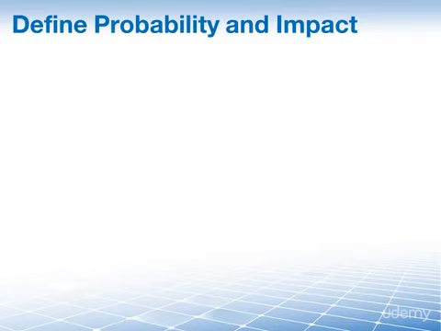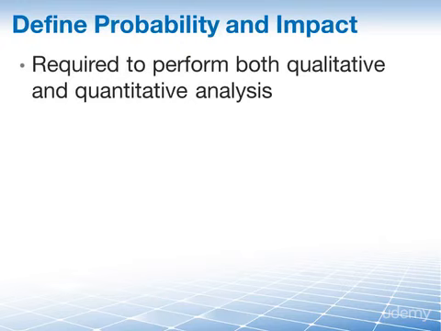We also find definitions for probability and impact in the risk management plan. This is an important step in risk management planning. It requires the project manager and the risk management team to create specific definitions for the levels of probability and impact on the project. These definitions are documented in the risk management plan, and they then later on serve as the basis for future risk management activities.